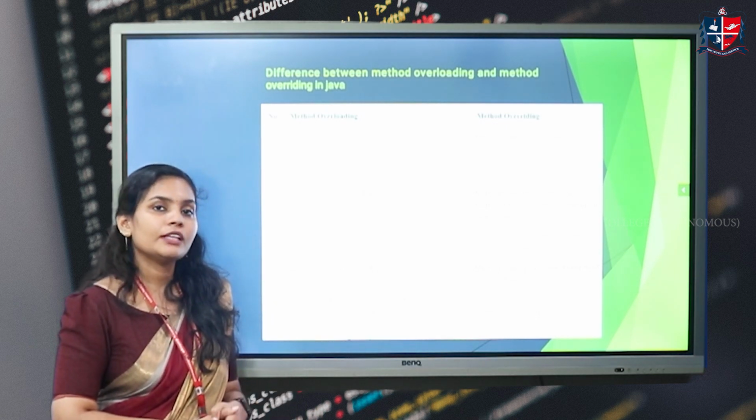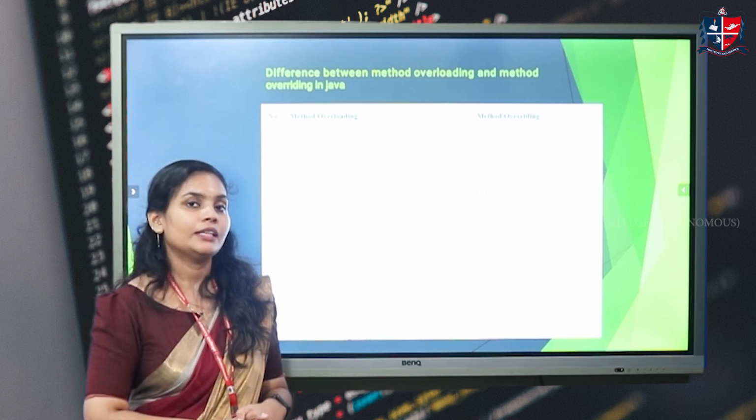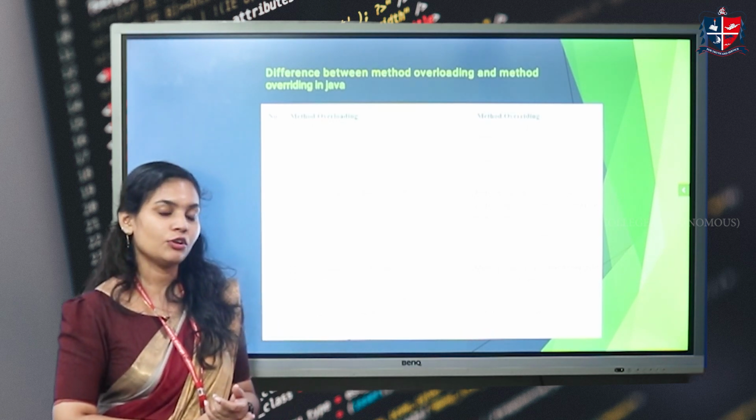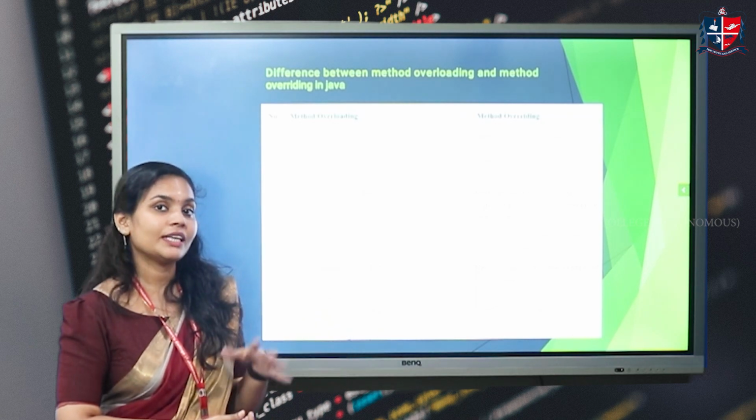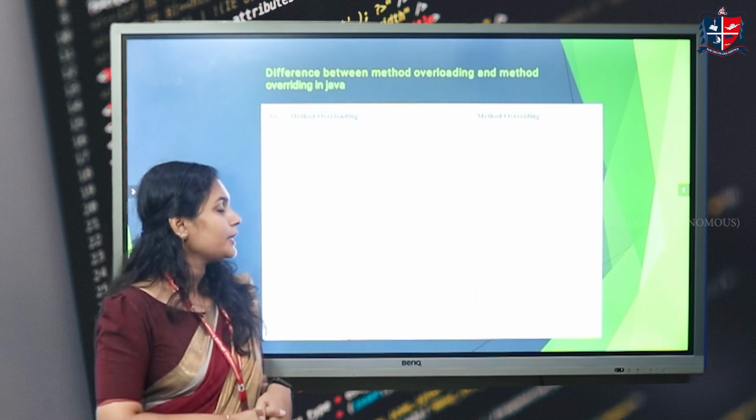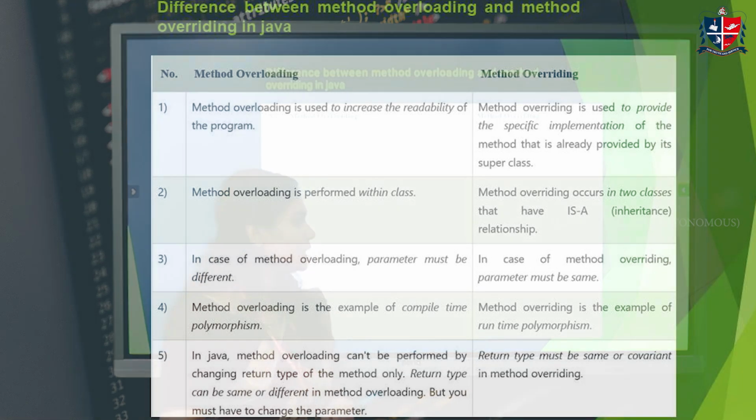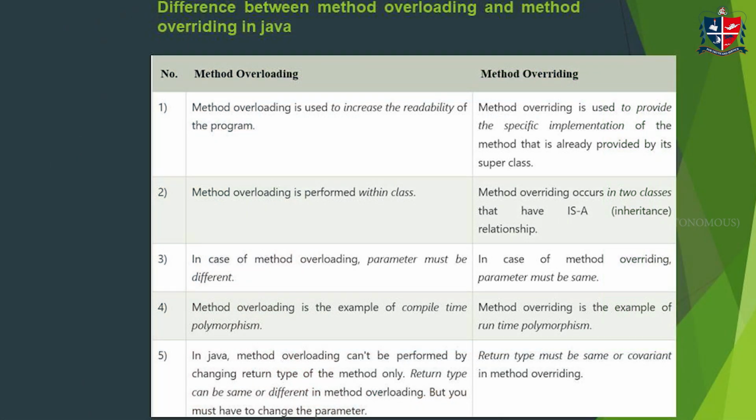So in method overloading, only the function name is the same, and the structure of the parameters is different. By using the parameters, we can differentiate the functions. But in the case of overriding, the return type must be the same or covariant. In method overriding, not only the function name but also the number of parameters and the structure of the function are the same. So these are the differences between method overloading and method overriding.